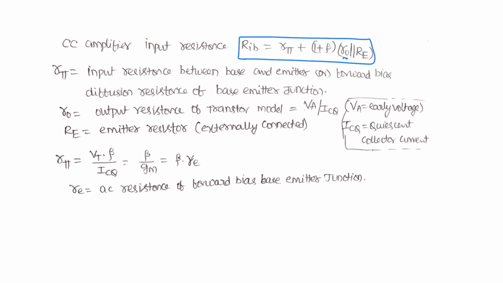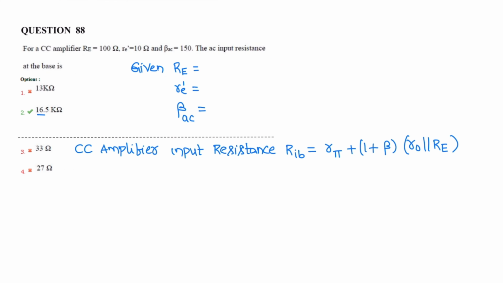VA is early voltage, ICQ is quiescent collector current. Capital RE is the emitter resistor that is externally connected. R pi formula is VT into beta by ICQ, that is beta by gm, or beta into small re. Small re is the AC resistance of the forward bias base emitter junction. These are the formulas used to calculate the AC resistance.